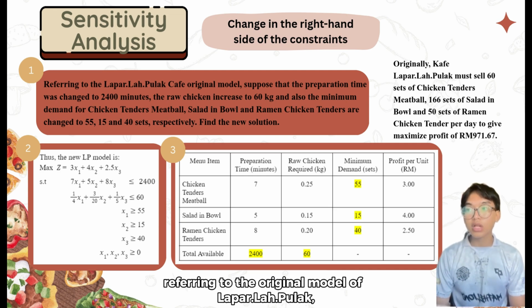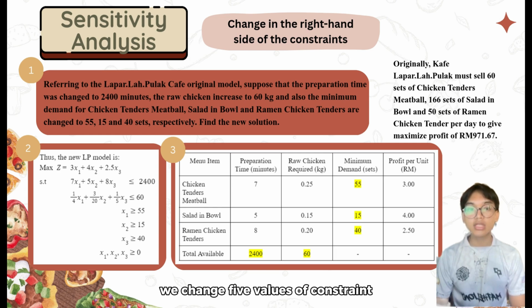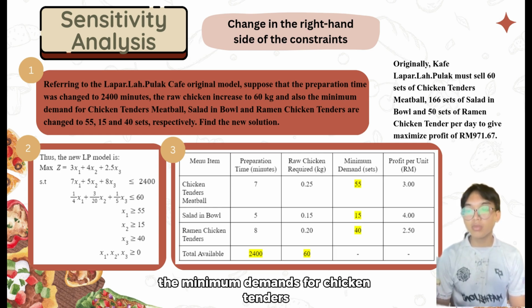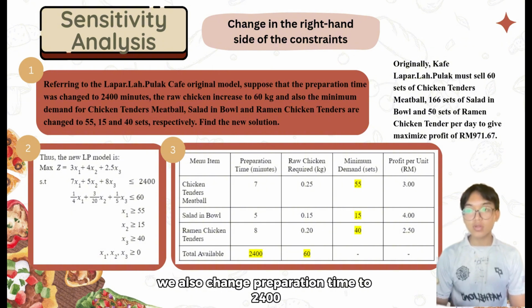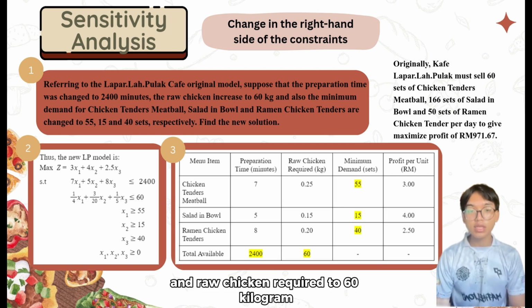Referring to the original model of Lapalapula, we changed 5 values of constraint. As we can see on table 3, the minimum demands for chicken tenders meatball 255, salad in bowl 215, 40 for ramen chicken tenders. We also changed preparation time to 2,400 and raw chicken required 260 kg.